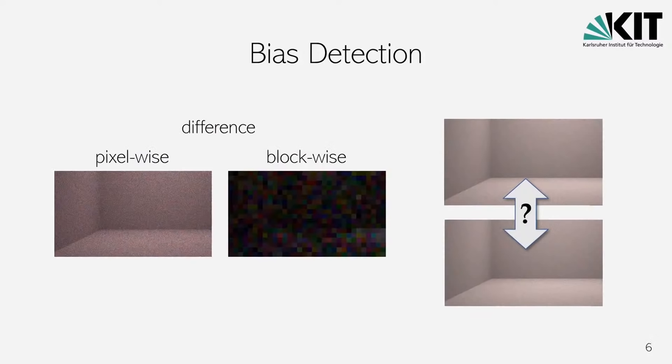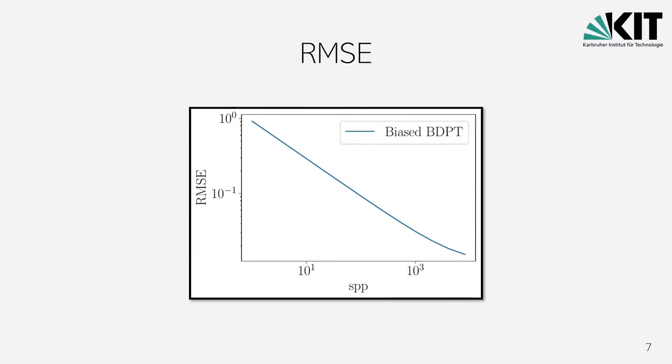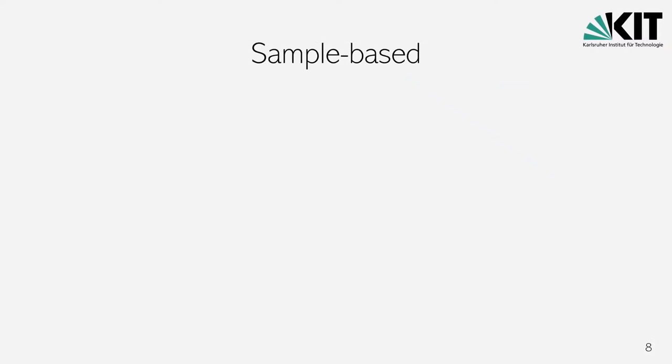A more objective method is analyzing the behavior of the root mean squared error as we accumulate more and more samples. The idea behind this is that if we plot the RMSE of the output of an unbiased renderer over samples per pixel with logarithmic axes, we get a straight line. So whenever the line starts curving, as in this example at around 1000 samples per pixel, this means that the tested renderer will not converge to the reference image. And this could mean that the tested renderer has bias, but it could also mean that the reference is not sufficiently converged. Instead of using the output images to detect bias, we can also use the samples.